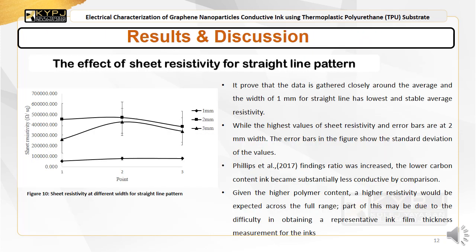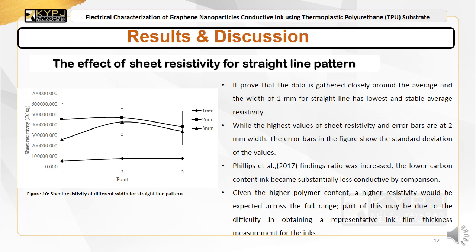Based on Figure 10, the width of 1 mm shows the lowest value of sheet resistivity and the lowest value of the error bar. It proves that the data is gathered closely around the average, and the 1 mm width for the straight line has the lowest and stable average resistivity, while the highest values of sheet resistivity and error bars are at the 2 mm width. The error bars in the figure show the standard deviation of the values.